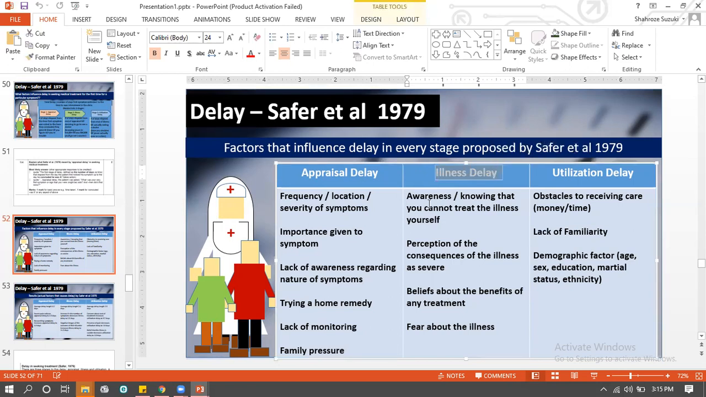Illness delay is from the day you realize you're in trouble to the day you decide to go to a doctor. What stops you from deciding to go to a doctor? Number one, if you feel that you can treat the illness yourself, you will never decide to go to a doctor. You'll try home remedies and treat yourself at home. Number two, if you feel that the illness is not that severe. You know you have an illness, but is it a bit of a problem or a big problem? Depending on your definition of problem, you will or will not go to a doctor. If you feel the problem is not that big, you won't decide to go to a doctor.